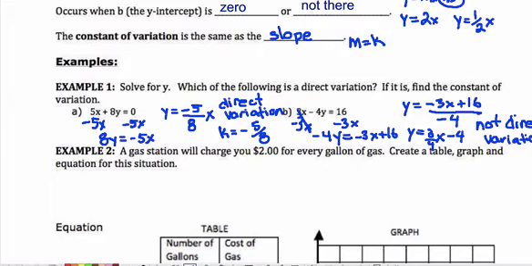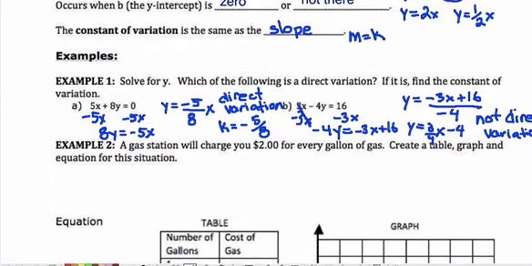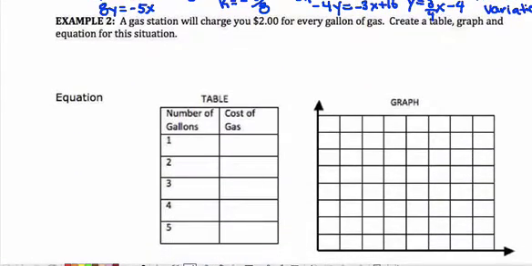All right, so let's take a look at this example down here of a real-world direct variation. And keep in mind, as the x gets bigger, so does the y. So a gas station will charge you $2 for every gallon of gas. Create a table, graph, and equation for this situation.